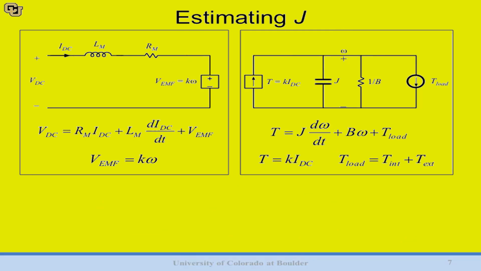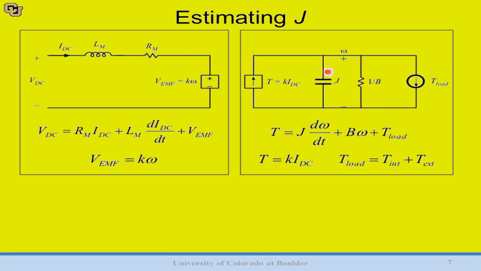Now the last parameter we're going to try and estimate is this J parameter, which you can see over here gives us some of the dynamics on our mechanical side of the model. J is a little bit trickier to measure than any of our other parameters so far. And this is mostly due to the fact that it is a dynamic parameter.